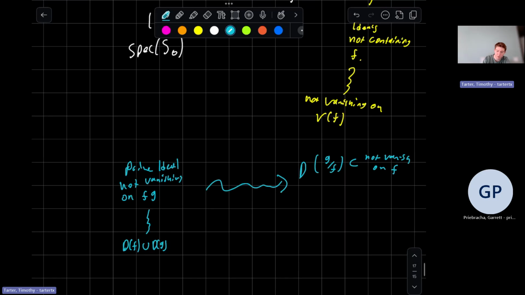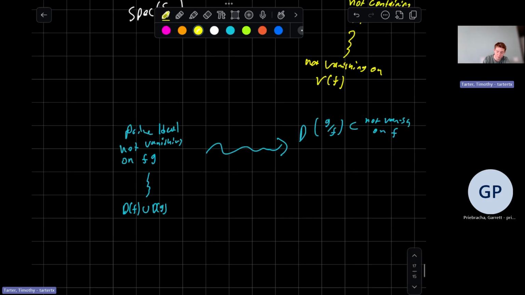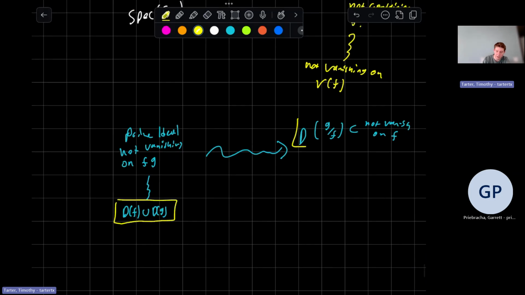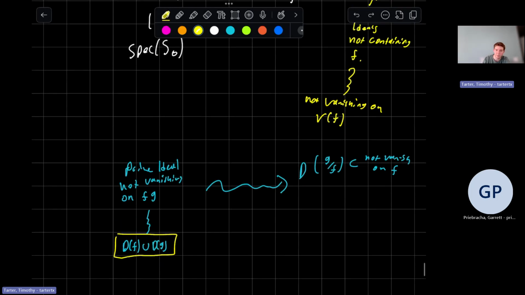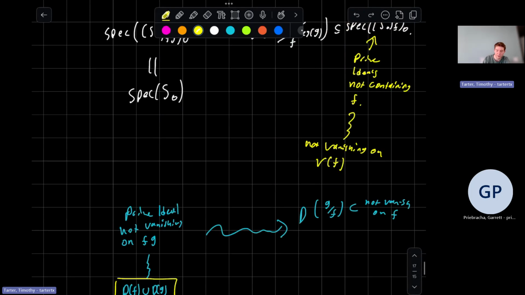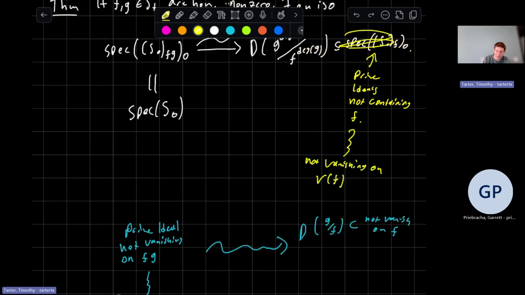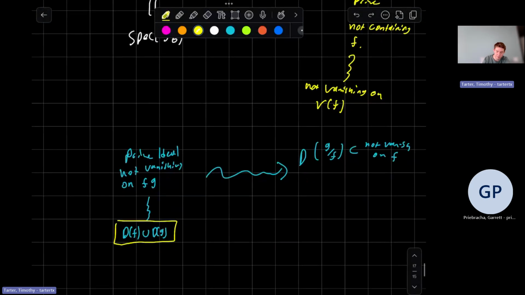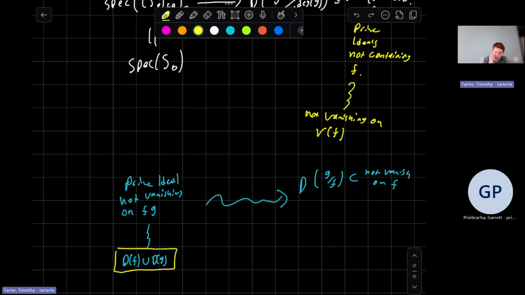And so it happens that the not vanishing on F comes from this union, right? The union gives the fact that G is in the numerator being okay, and that F is in the denominator means that we are in it explicitly here.